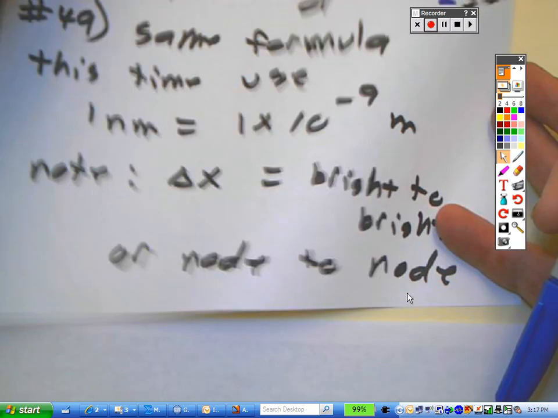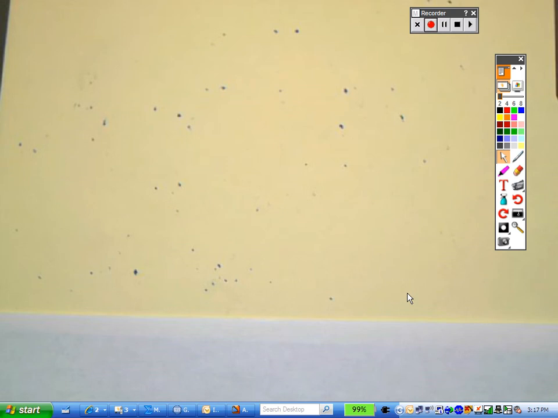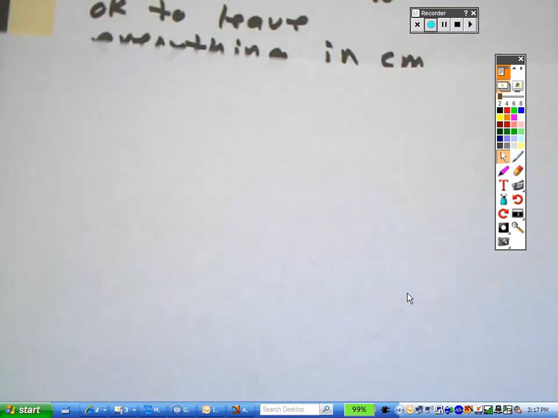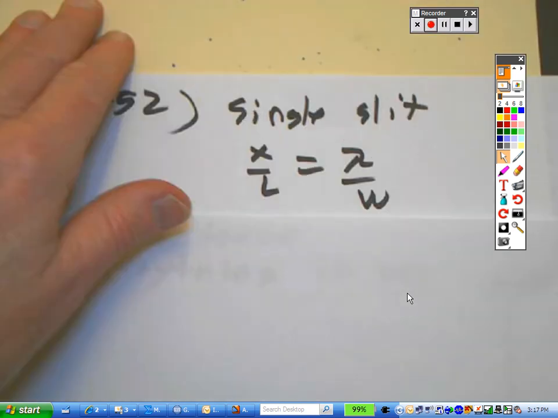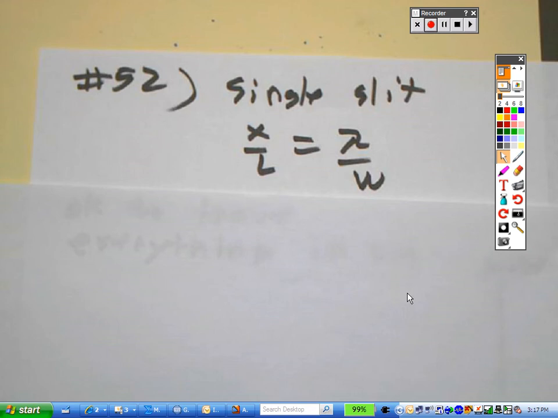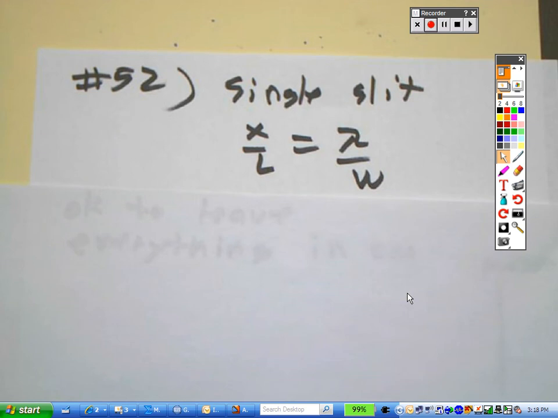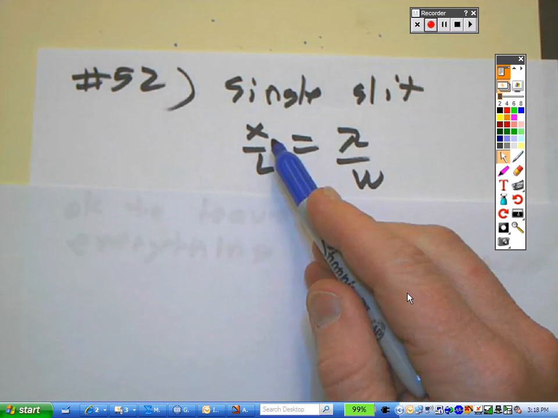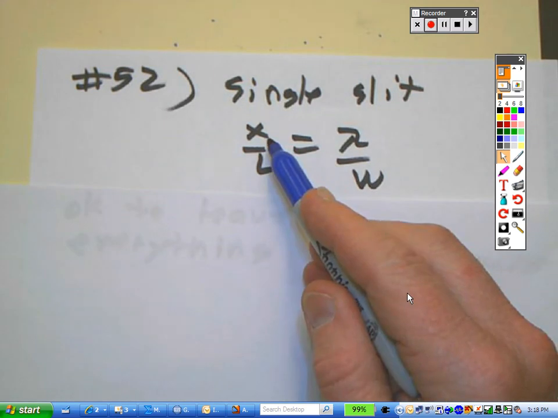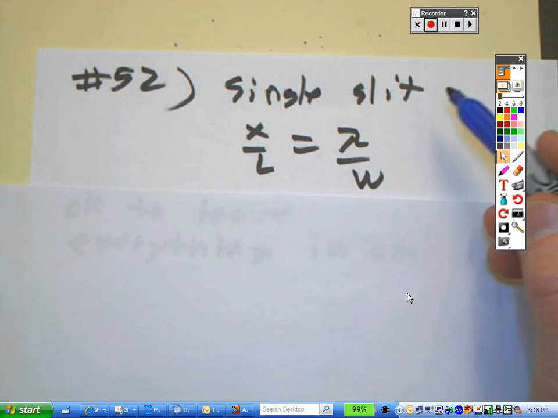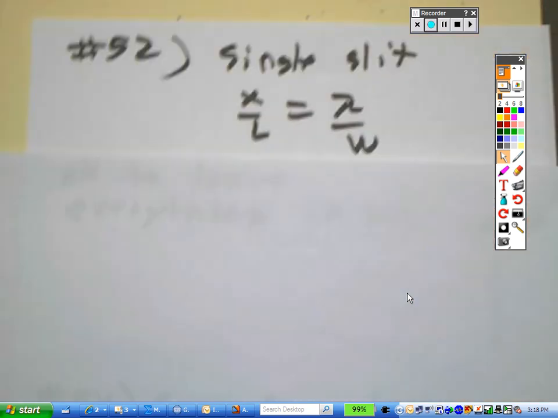Let's skip ahead to the only other kind of formula that you'll be asked about regarding the text assignment, that's single slit. Single slit goes like this: x over L equals lambda over W. Recall that x is the distance from the bright in the middle to the first node line, because this distance is much larger. W is, again, the width of the slit.